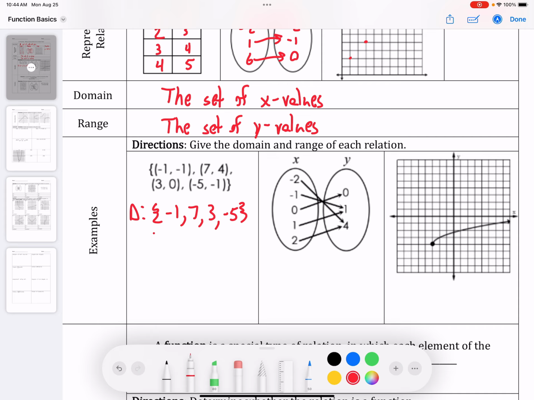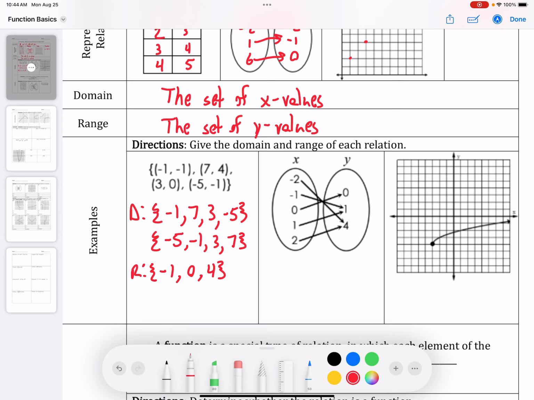and before I get to the range, typically when you write your domain and range, you want them in order from least to greatest. So we're going to reorder that to be from least to greatest. And then your set of range values is going to be negative 1. And you only write it once, even though it repeats itself. We only write it once. 0 and 4.